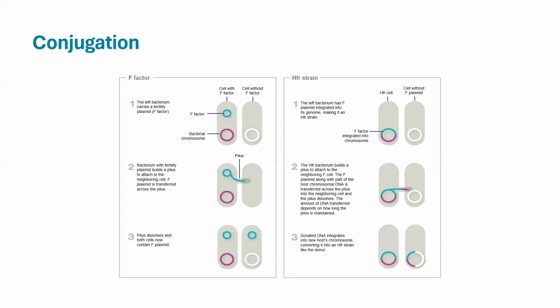So in a normal F pilus, or in a normal conjugation, we've got our F plasmid, which is going to travel through the pilus, and then you're going to end up with two cells that have an F plasmid. If you have an HFR strain, then the F factor has actually integrated into the chromosome. And so when they start to transfer through the pilus, part of the chromosome is going to transfer over to the new cell. And then if recombination occurs here, then you're going to actually get incorporation into the cell, into the chromosome.